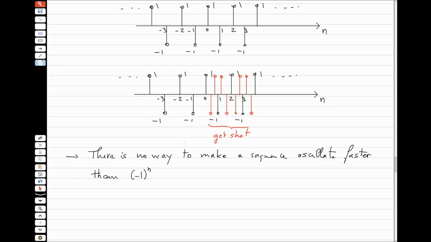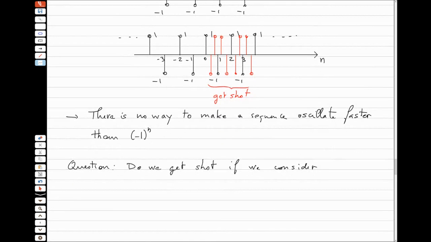But I have another question. Do we get shot if we consider cosine of omega naught n with omega naught larger than pi?